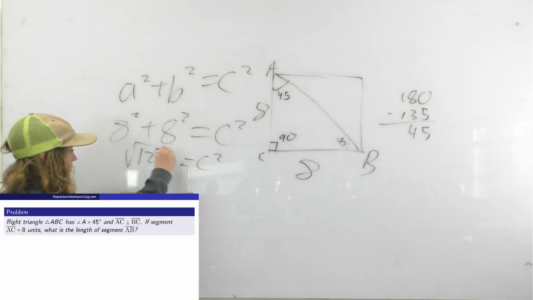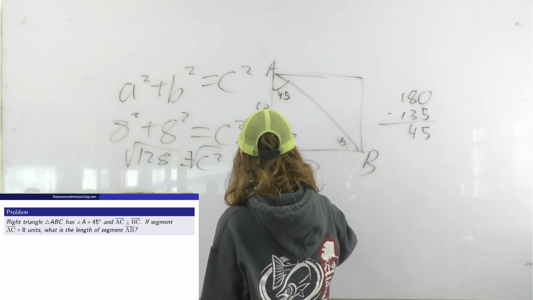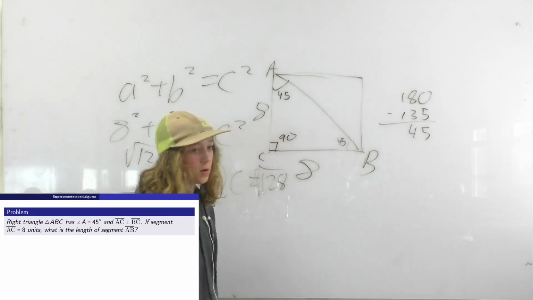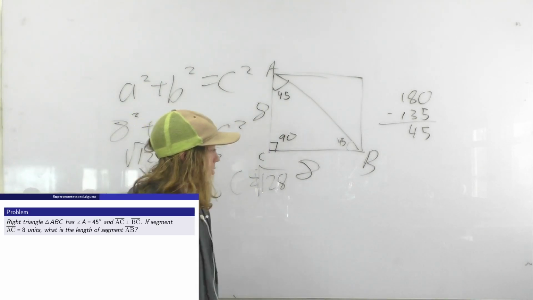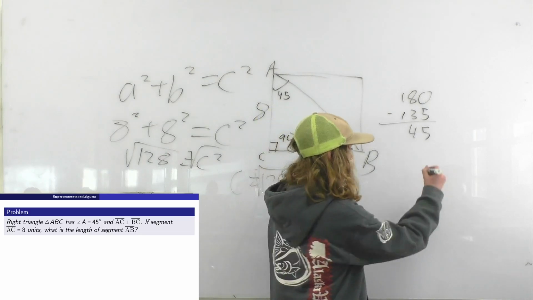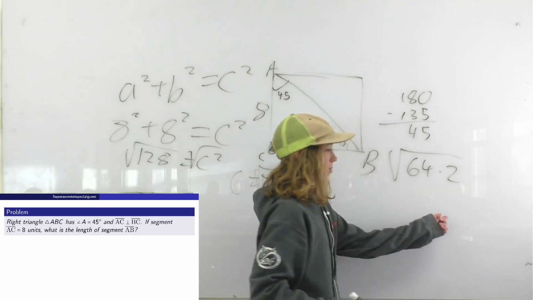Now we just take the square root of both sides. So you get c equals the square root of 128. And I'm just going to simplify this. The square root of 128 is the same as the square root of 64 times 2.